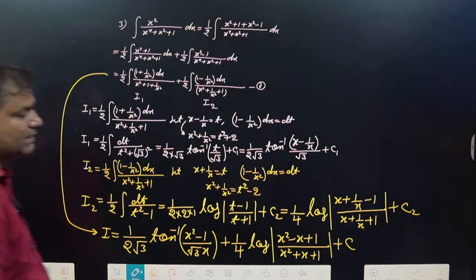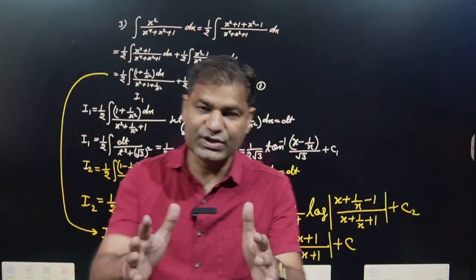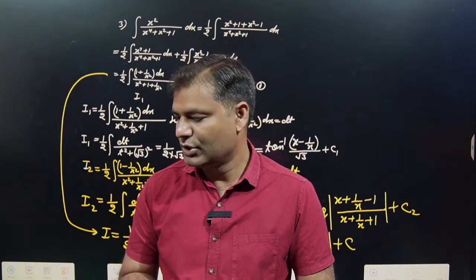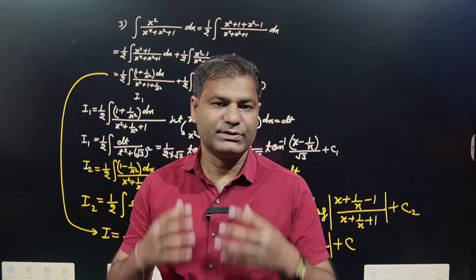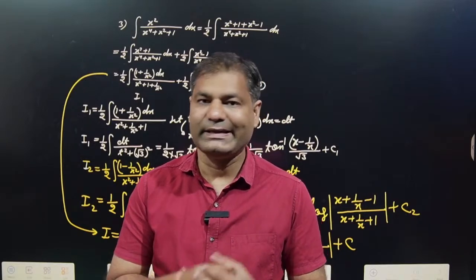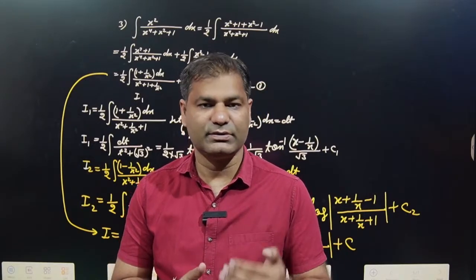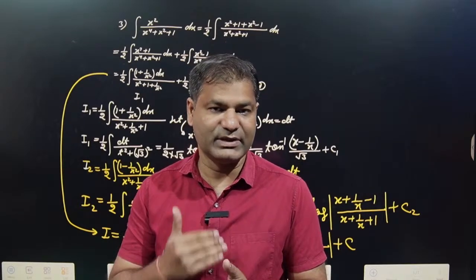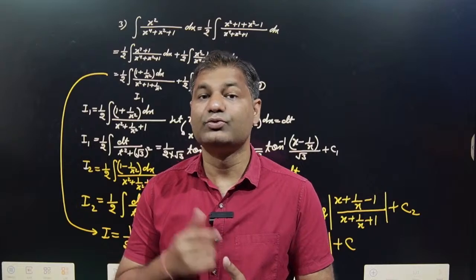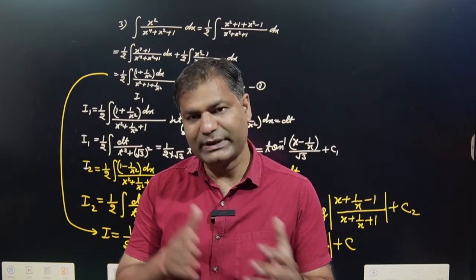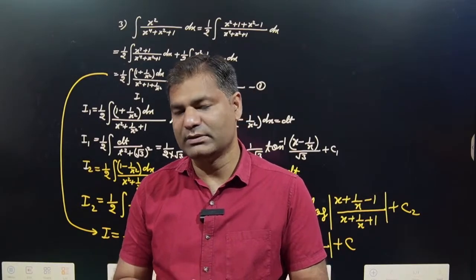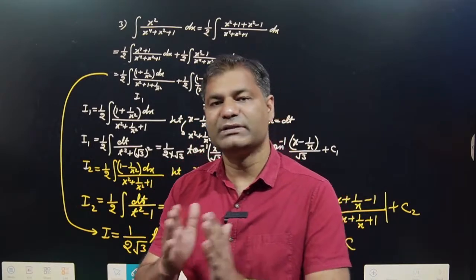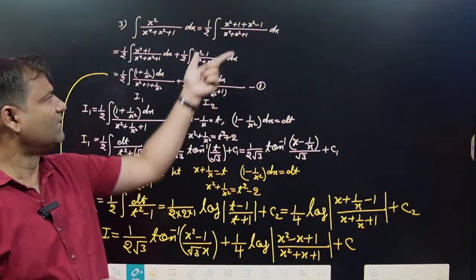Look here. Question is integration of x square upon x to power 4 plus x square plus 1 dx. So how can we solve this type of problem? Simply, x square is written as 1 by 2 into 2x square, multiplying and dividing by 2. And 2x square is written as x square plus 1 plus x square minus 1 into dx, one adding and one subtracting. Then we got like that.